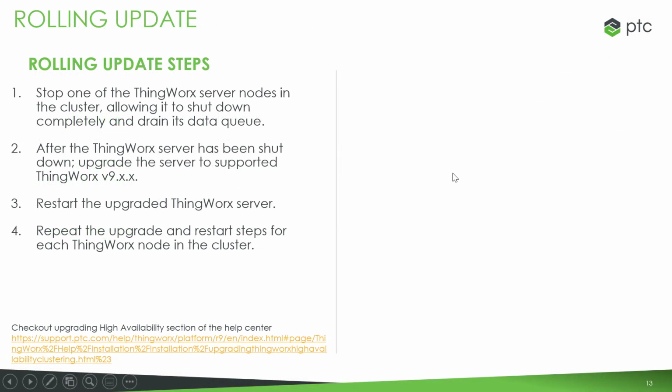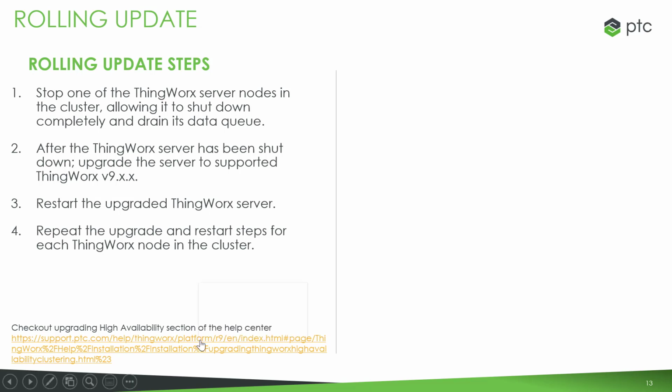With the knowledge of active clustering setup, you can install the cluster and then perform a rolling update. The steps to perform rolling updates are pretty simple. You stop one of the ThingWorx server nodes in the cluster, allow it to shut down completely and drain its data queue. After the ThingWorx server has been shut down, you upgrade one server to the newer supported version, let's say 9.x.x, and then you restart the upgraded server while the other active nodes are still up and running. And then you repeat the upgrade and restart steps for each ThingWorx node in the cluster.